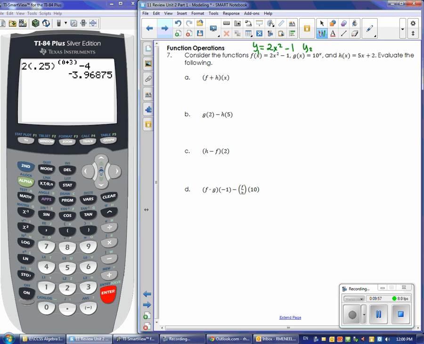I could call g y2, and that would just be 10 to the x. I could call h, I could call that y sub 3, and that would be 5x plus 2. Okay, so that's all I'm asking you to do.